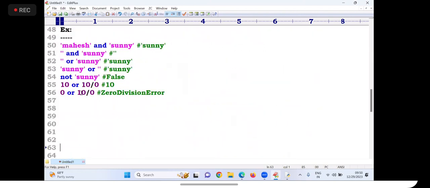Sir, fifth category. Bitwise operators, sir. Whatever bitwise operators are there.